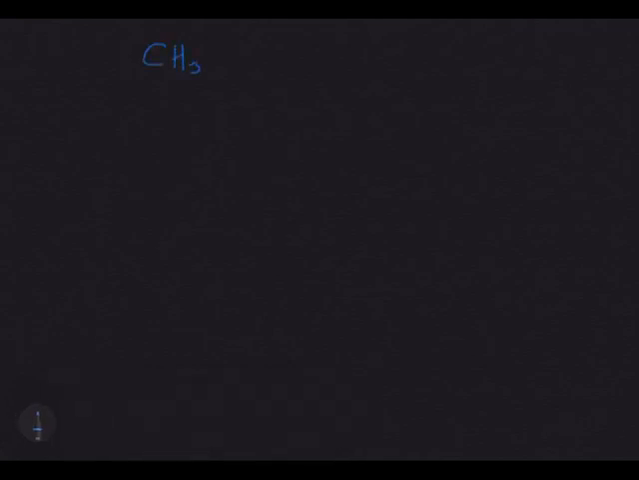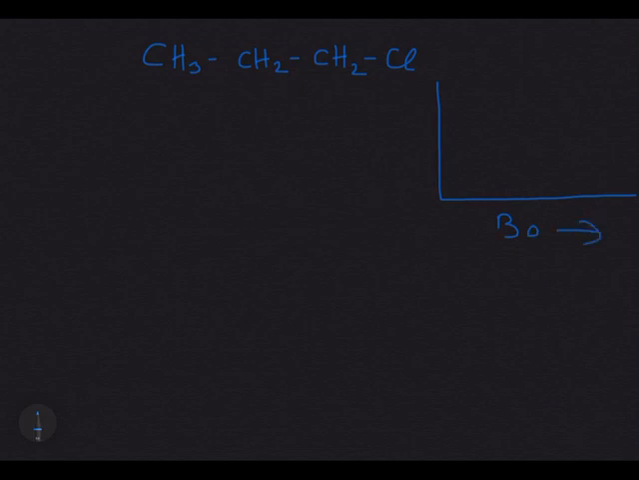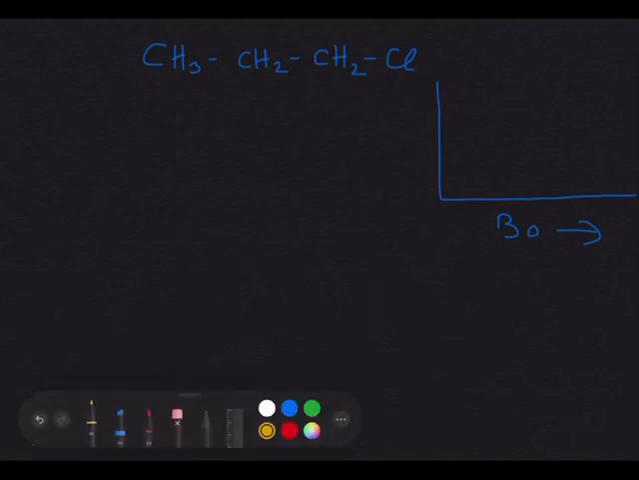CH3, CH2, CH2, Cl. Chloropropane. So first of all, let's see the simple NMR spectrum of the compound. B0. The compound contains how many sets of protons? The compound contains 3 different sets of protons. What are they? 1, 2, 3.